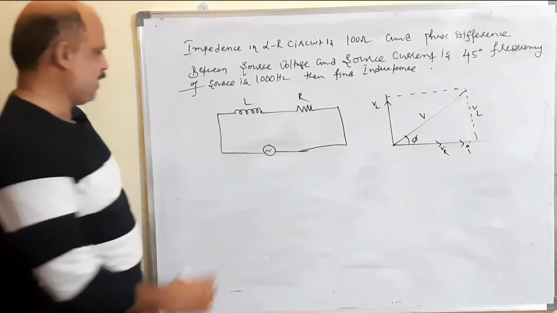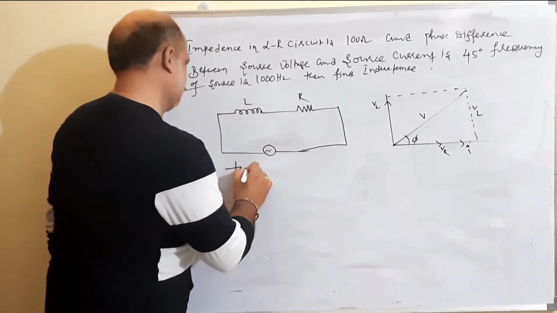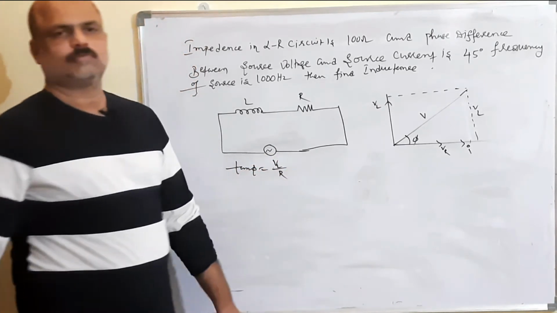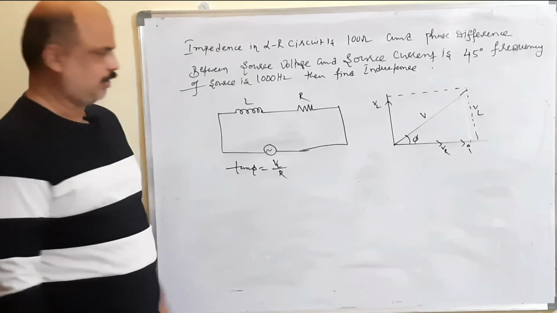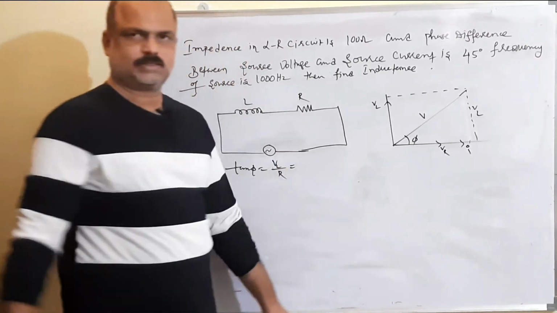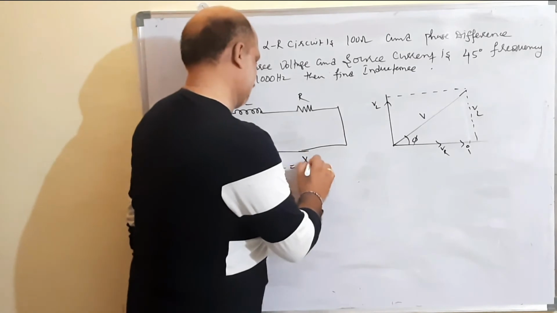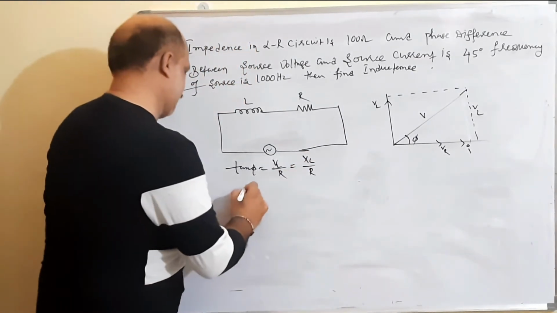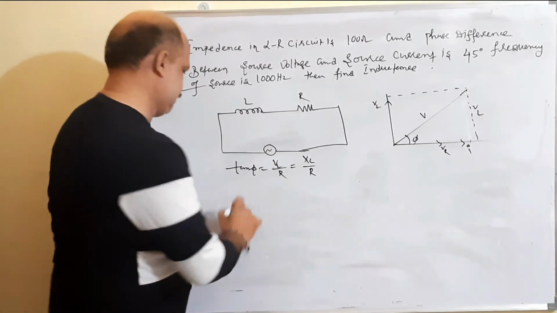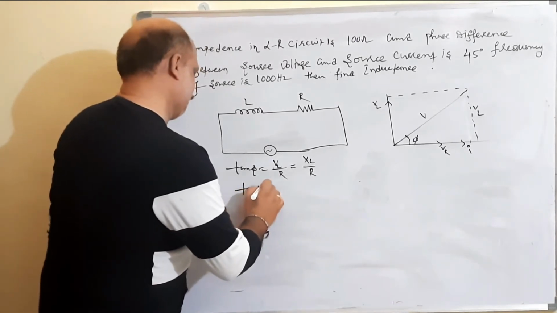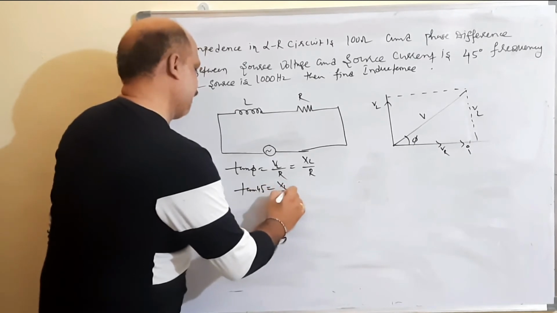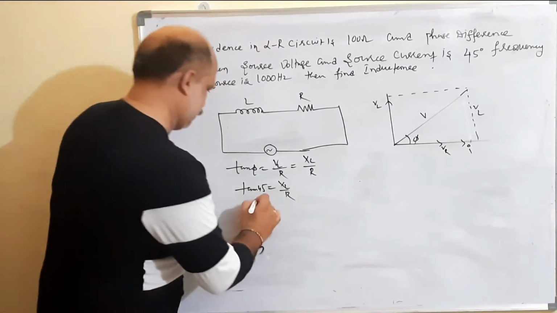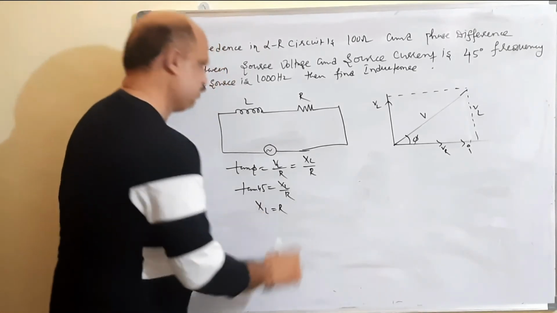Right. Tan phi is equal to VL by R, voltage across inductor by resistance. Or in terms of reactance, we write XL by R. What is phi? Phi is equal to 45 degrees. So tan 45 is equal to XL by R. Tan 45 is equal to 1. So XL is equal to R.